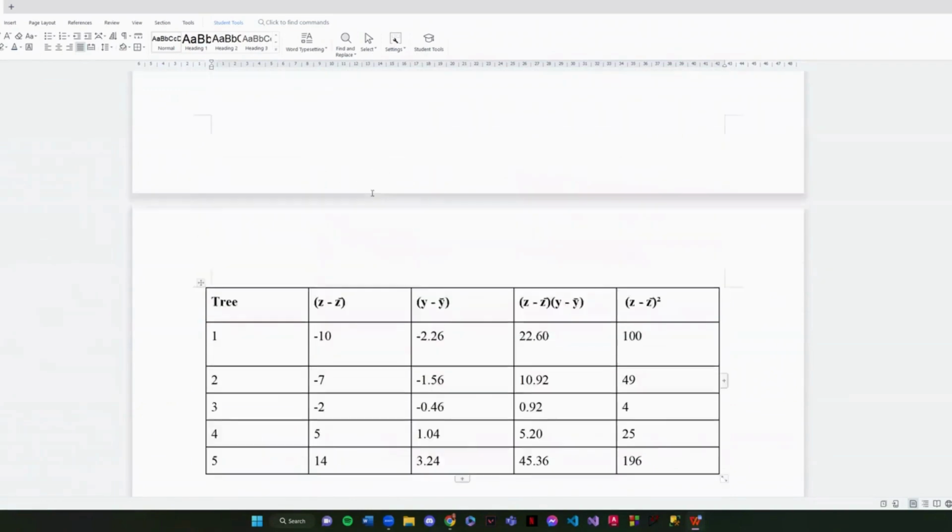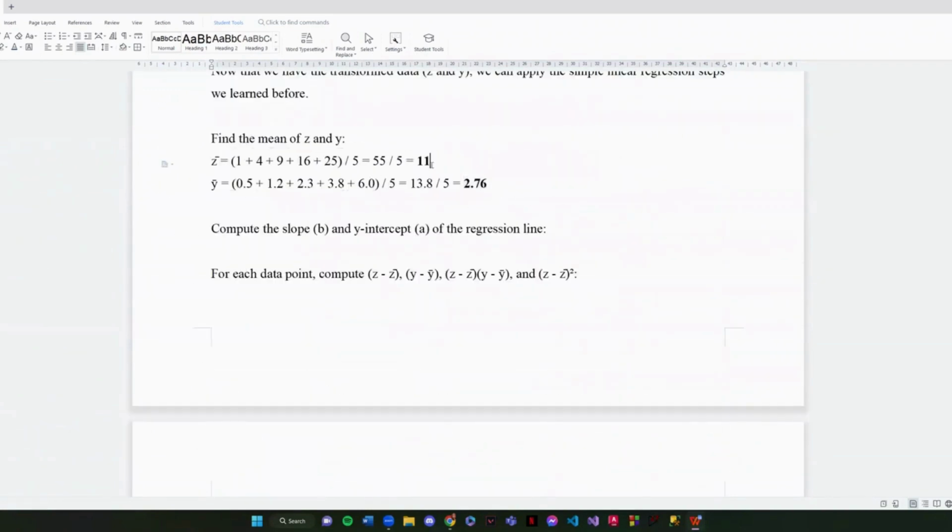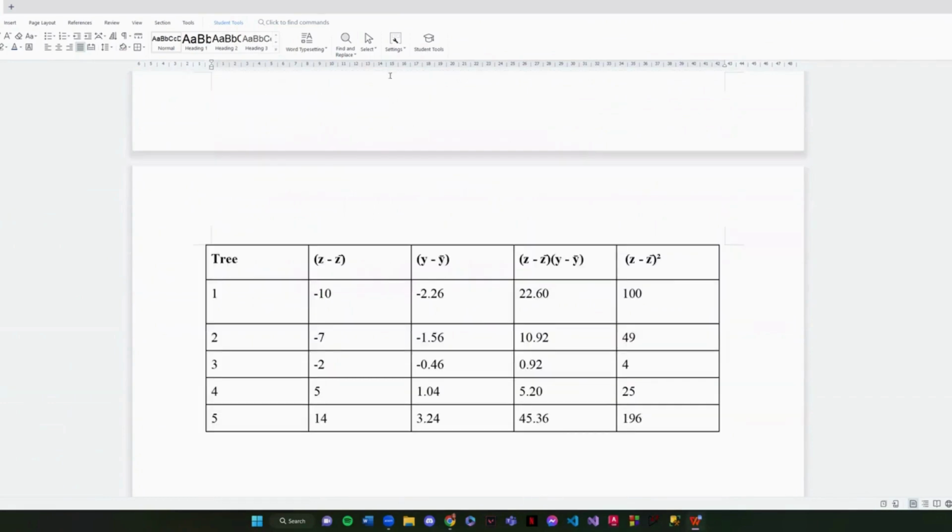So, we have this table. Ang gagamitin nating z is 11, mean of z. So, ayan, 11. So, 1 minus 11, ayan, negative 10 yung magiging answer. So, ganun din yung gagawin natin sa y. We have 2.76.